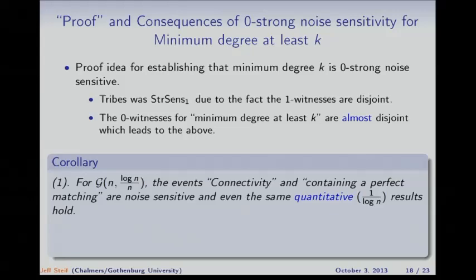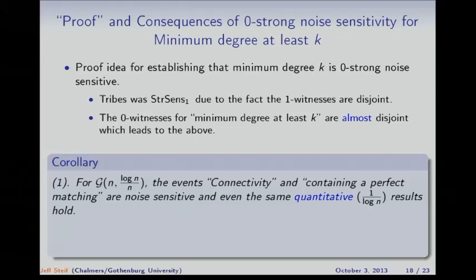So let's now go back to the random graph model at p_n being log n over n and talk about connectivity. Let's forget this containing a perfect matching. Connectivity, you recall, at p_n being log n over n, is the exact correct p_n to look at. And as a corollary, you get that this is noise sensitive, and you even get that it's quantitatively noise sensitive at this rate, 1 over log n. So why do you get that? I'm just going to say this in words.